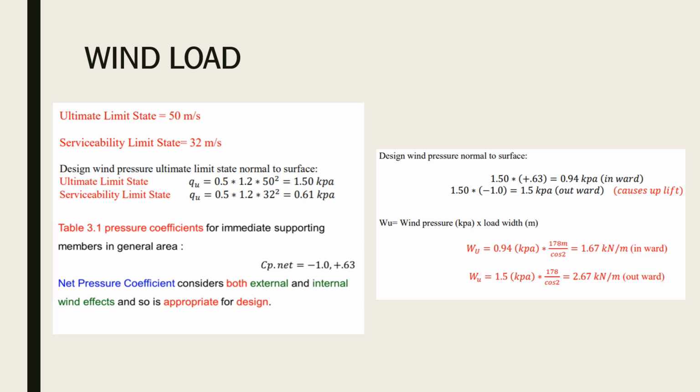Once the wind class has been established, Table 2.1 is now looked at to establish the design gust wind speed for non-cyclone regions A and B. From this, we can see the ultimate limit state, serviceability limit state, design wind pressure normal to surface for each, and the wind pressure times load width.